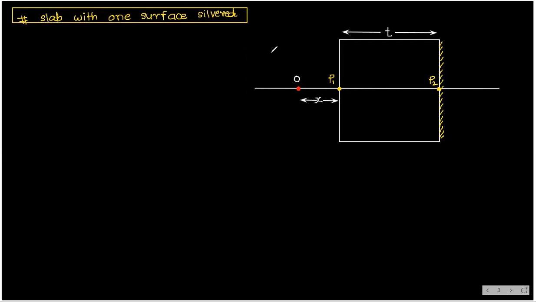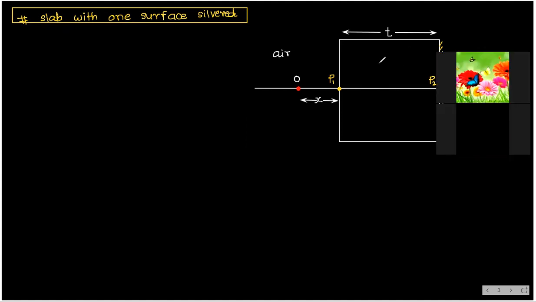Now this one is air. And this one, whatever glass or whatever it is, its refractive index I am taking as mu. What is the refractive index? Mu. Understood? Okay.